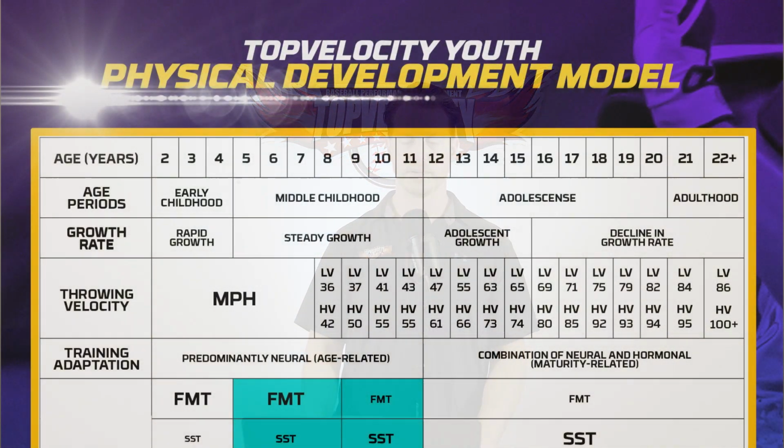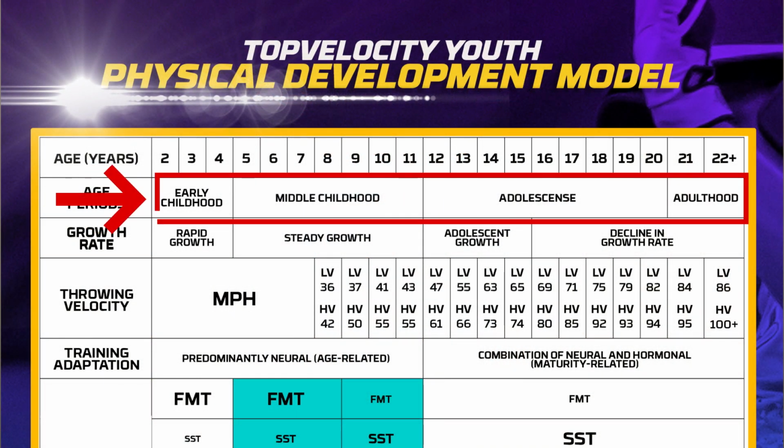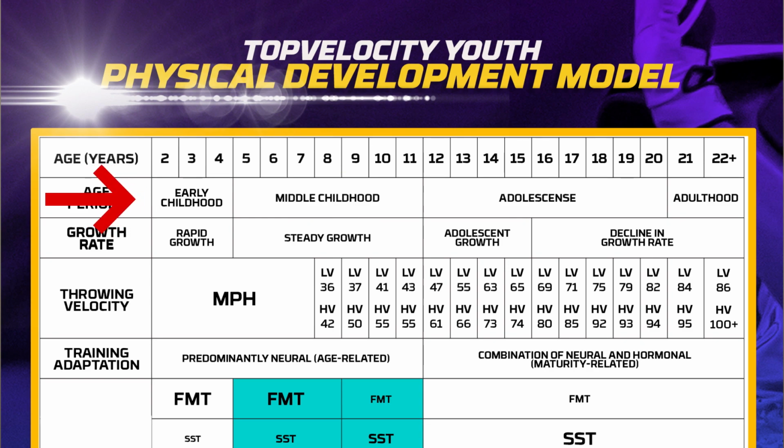So next category, after age, we're going to go through age periods. And this is just looking at how we define age periods. Pretty much 2 to 4 is called early childhood. 5 to 11 is middle childhood. 12 to 20 here is listed as adolescence. That's puberty, right? And 21 up is adulthood.